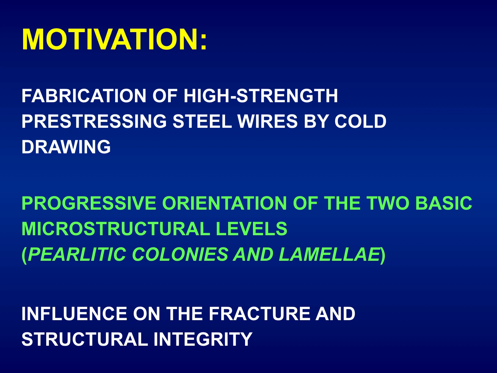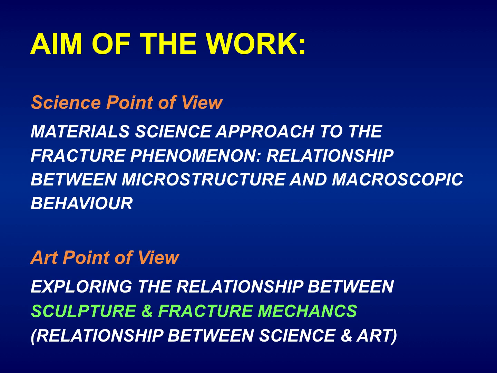Motivation. Fabrication of high-strength prestressing steel wires is made by cold drawing. As a first consequence, there is a progressive orientation of the two basic microstructural levels, perlitic colonies and lamella. And second consequence, there is an influence on the fracture and structural integrity. Then the aim of the work is twofold.